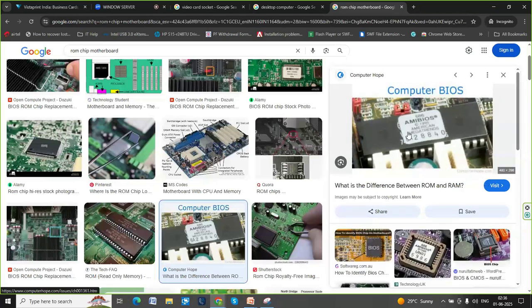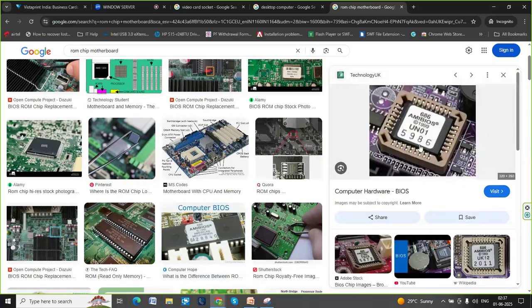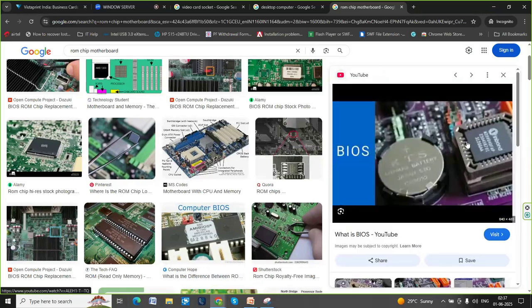So this is one of the AMI. AMI is one of the brand manufacturers of the BIOS. There will be different brands, like car brands. So you will find this type of memory chip, which is placed on the motherboard. We will also find this.